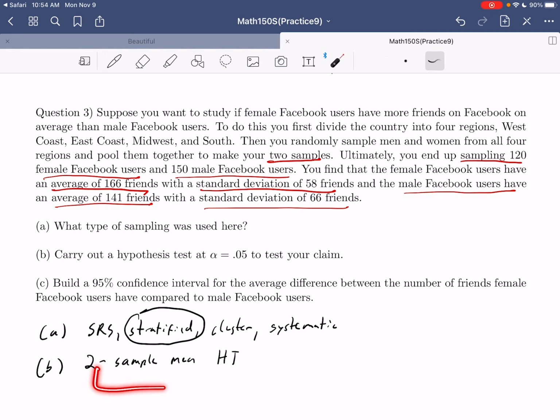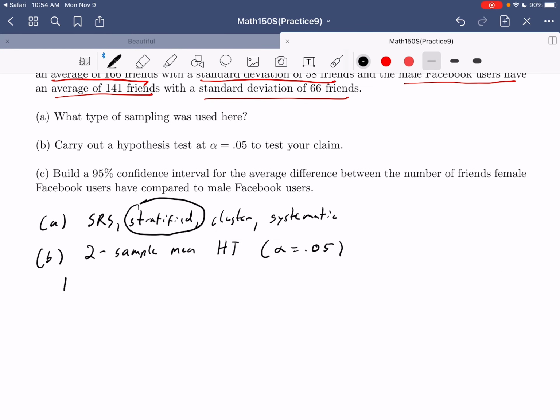Remember, in general, two-sample mean is used when you have two samples from two separate populations. And that's exactly what we have here: female Facebook users, male Facebook users. And of course, the alpha is 0.05. All right, let's get started on that then.